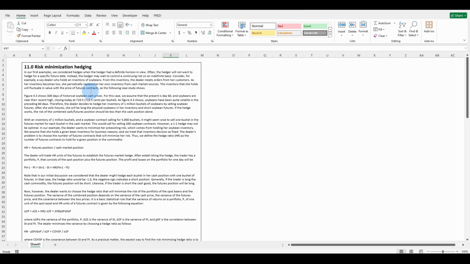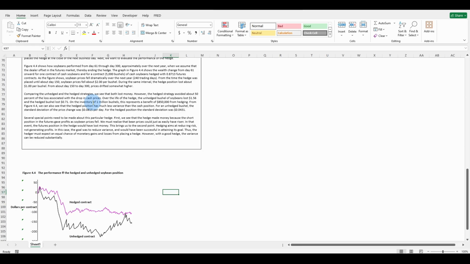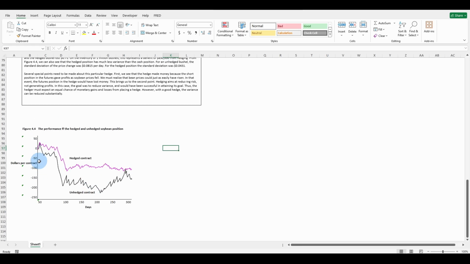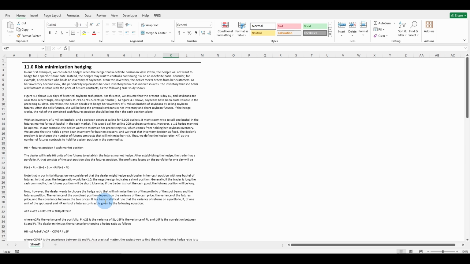As the following case study shows, figure 4.3 shows 300 days of historical soybean cash prices. We assume that the present is day 60 and soybeans are near their recent high, closing today at 719.5 cents per bushel. As figure 4.3 shows, soybeans have been quite volatile, and what we're looking at here is this right here. We have this hedge, we have this unhedged deal. We have dollars in days. We're going to go back up here.